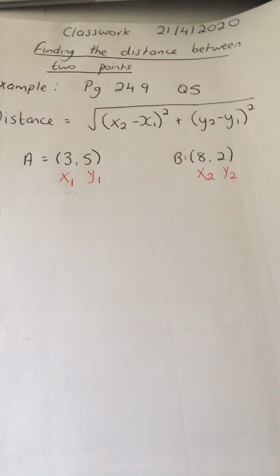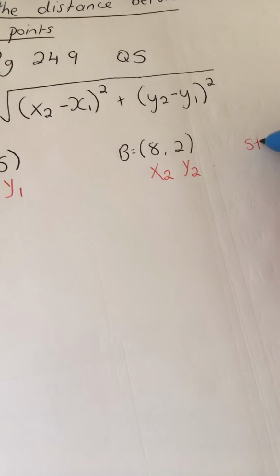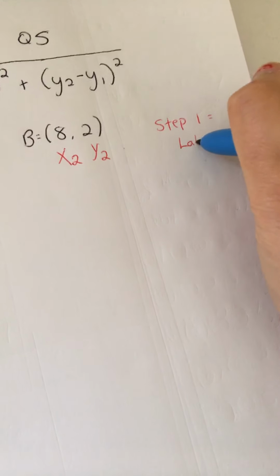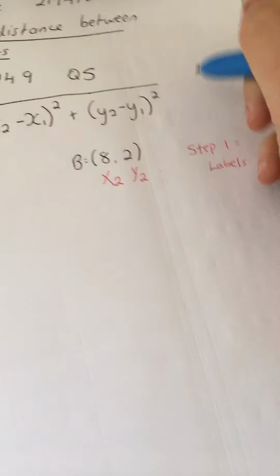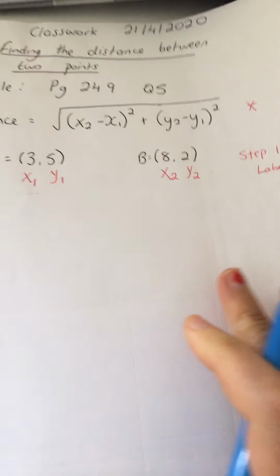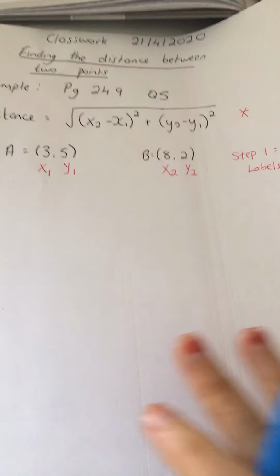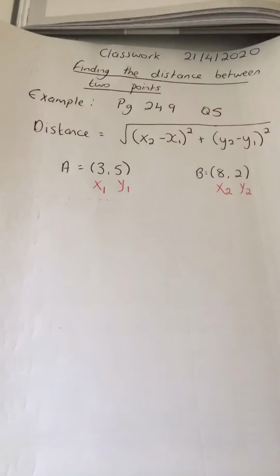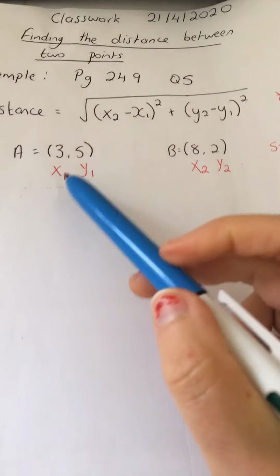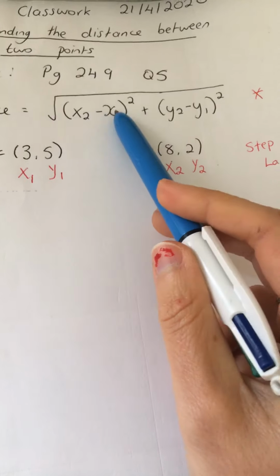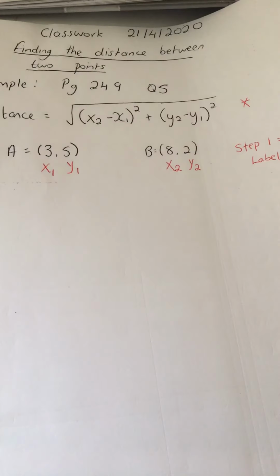Okay, so your first step is labels, after you write your formula, obviously. Always label it. That'll ensure you won't insert the wrong number or get it wrong. And then we just follow our formula, swapping out these numbers for what we've labelled them as.